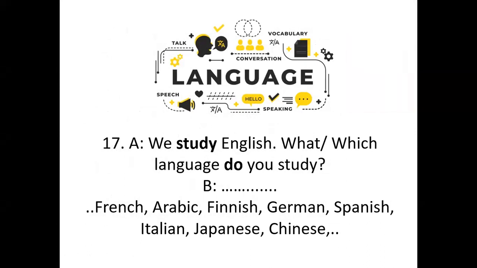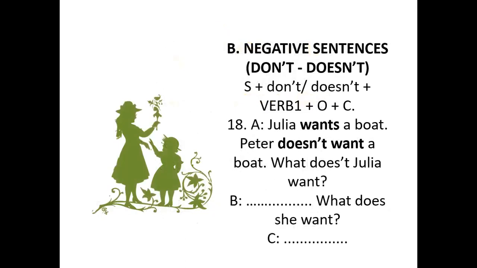We study English, yes. This is what we do. We study English. What or which language do you study? Yes, what language is also possible. Which language do you study? We study Arabic, French, or we study Finnish, we study German, etc., etc. Now, negative sentence, let's again pay attention together, please. Don't for plural subjects, doesn't for singular subjects. Okay, and verb one comes after doesn't. Yes. When there is doesn't or when there is does, the verb is always verb one form.